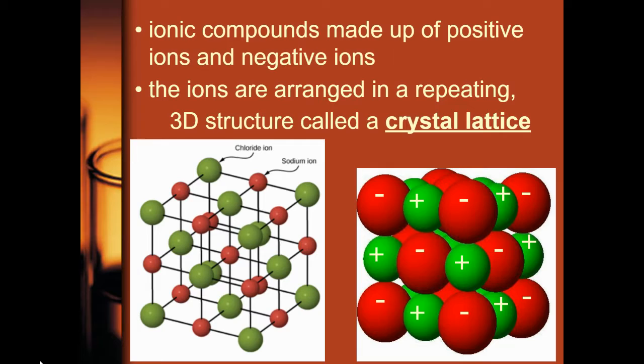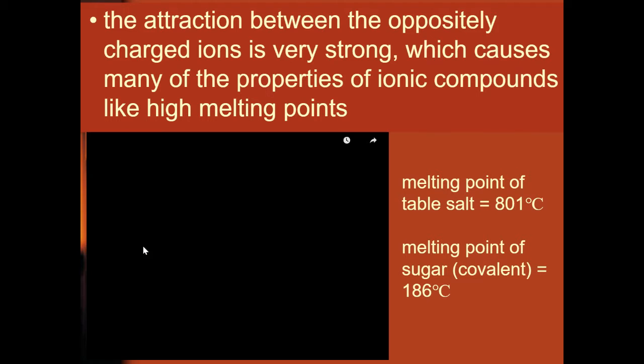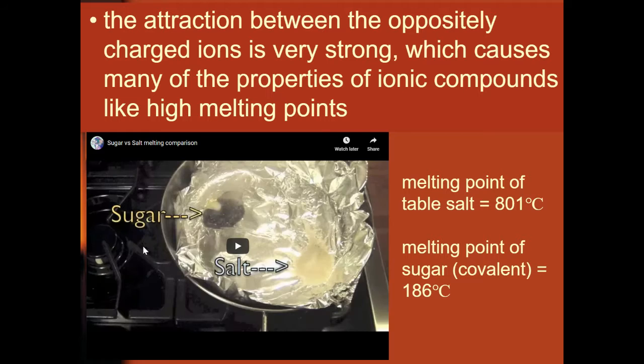And so it's really the ions being arranged in a repeating three-dimensional structure that we call a crystal lattice. As you can see in the pictures here, we have our alternating red and green representing the different ions. And again, it's going to be this rigid solid structure. The attraction between those oppositely charged ions is very strong, which causes many of the properties of ionic compounds, like a high melting point.